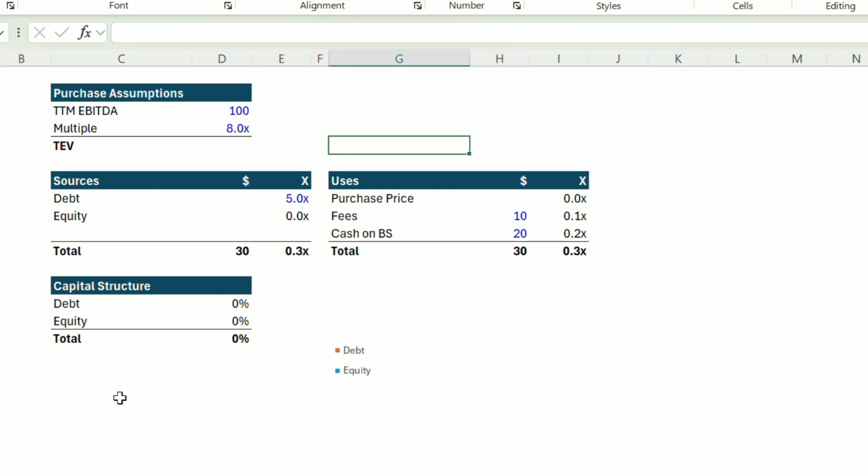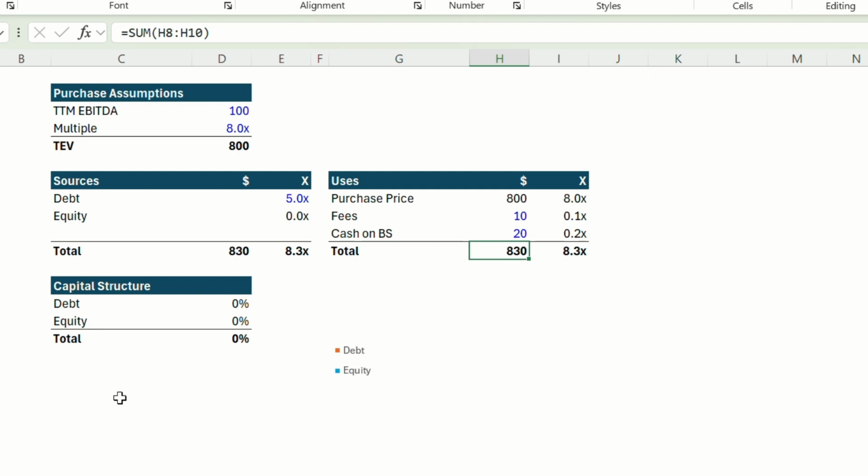So in this example, let's assume that our target company generates 100 million in EBITDA, and that we're going to pay an 8x multiple on this. So our total enterprise value or purchase price is going to be $800 million. So we can add that to our uses side. So we now know that we're going to need 800 million for the purchase of the company, but then we're going to have to pay fees to our advisors and we're going to have to put cash on the balance sheet. So the actual capital need is $830 million.